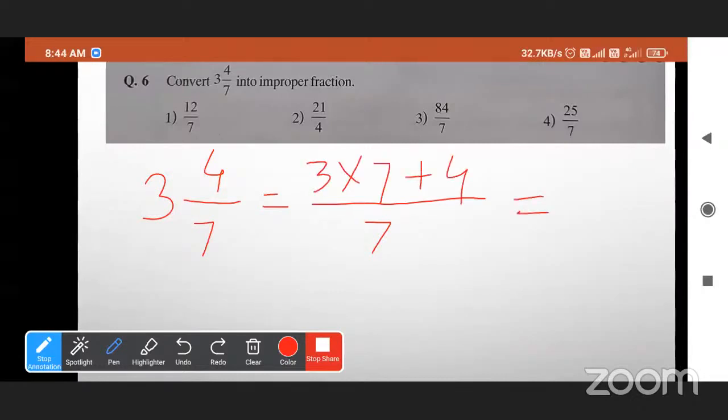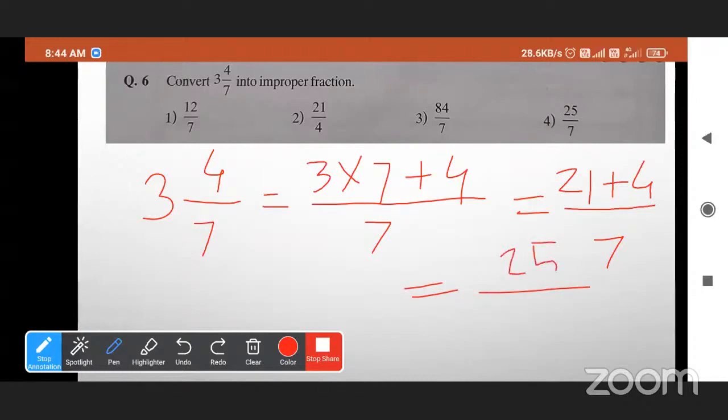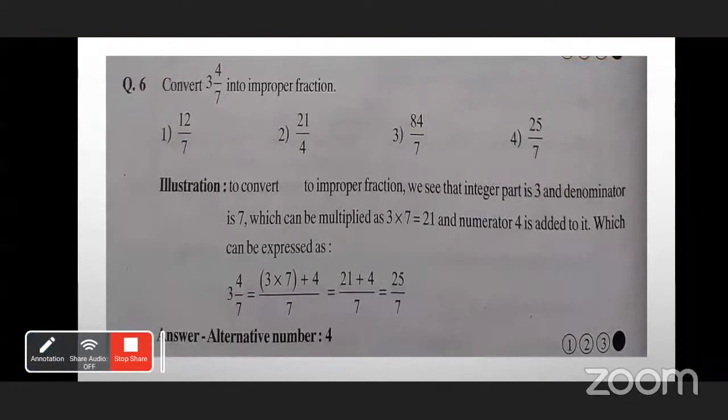Okay. So 3 into 7, 7 threes are 21, plus 4 upon 7. So 21 plus 4 is 25. Okay, so which one is the correct option? 25 upon 7. Fourth option. Very good. See, the answer is given. 25 upon 7 is the correct answer.